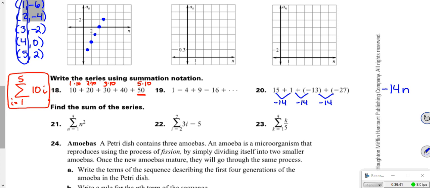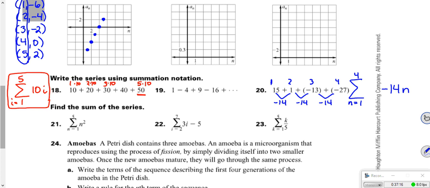So now, I know there's going to be a -14n somewhere in my rule, but what do I add to that to get to 15? Because remember, I'm using the number 1 here, and this uses the number 2, and this term uses the number 3, and this term uses the number 4, and so on and so forth. First of all, I know this is going to be a summation. It's going to start at 1, it's going to end at 4, right? Because I only have 4 terms.